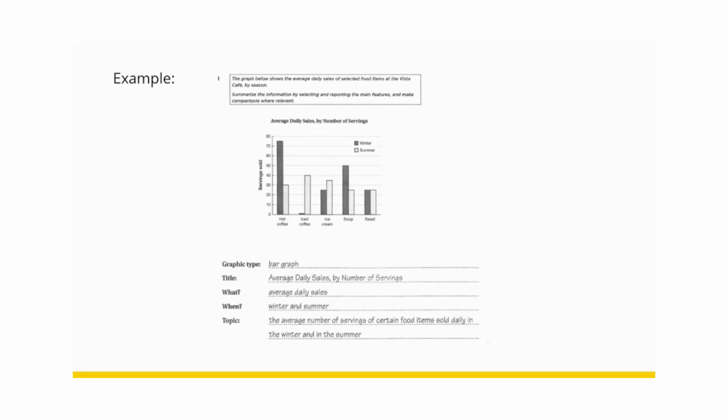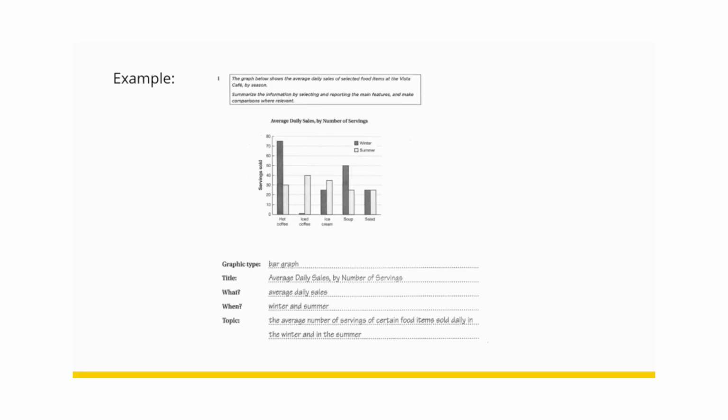And here we have our example about the previous slide for determining the topic. As you see, we have a prompt that states the following. The graph below shows the average daily sales of selected food items at the Vista Cafe by season, and we have the same requirement that we discussed earlier. So as you see, you have a bar chart and you have a lot of details such as numbers and different food items. So when you are determining the topic, you have to keep in mind a couple of questions: what happened, when it happened, and the title and type of graph.